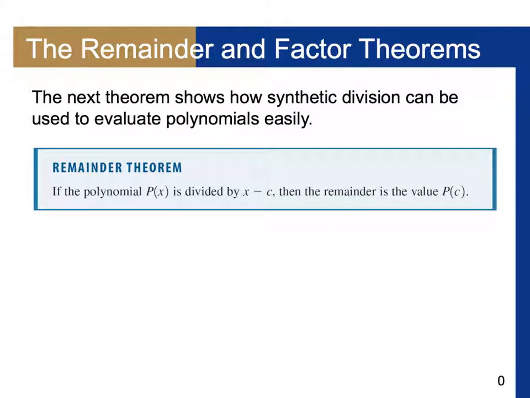So let's start with the remainder theorem. We're going to take a polynomial p of x and divide it by x minus c. When we do that, the remainder is just the value that you get when you plug in c into the polynomial. So that makes it easy to determine if you have a remainder or not, because you just plug c into your polynomial and that gives you your remainder. So that's what the remainder theorem tells us.